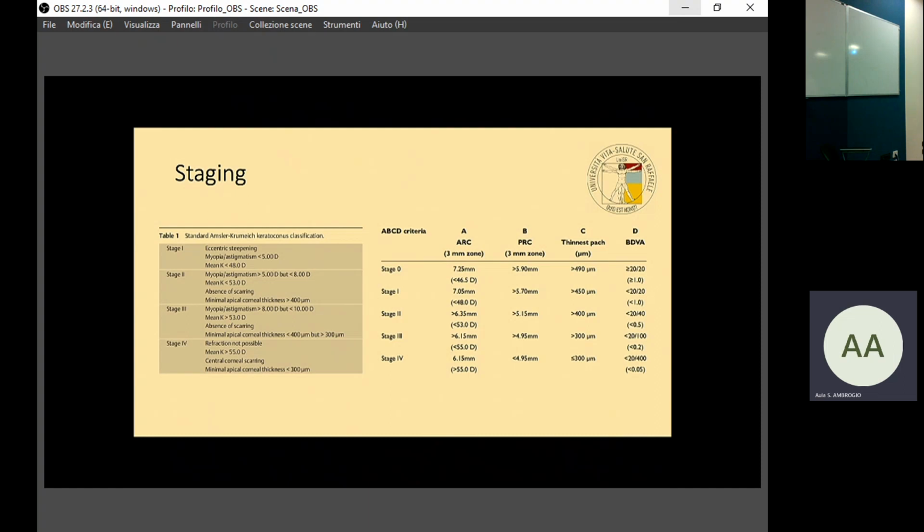When it concerns the staging, just a few words. The two most important classifications are the AK staging and the ABCD criteria. The AK staging is the traditional, the classical one. It's based on the visual acuity, on the keratometric values like AK. The degree of astigmatism is also fundamental for the development of the disease. We also have more recent criteria, which are the Berlin ABCD criteria, which are based on the anterior curvature, on the posterior curvature, and also on some subjective values like the visual acuity, and also the thinnest part of the cornea. That is measured typically by pachymetry. So we want to evaluate the thinnest part of the cornea.